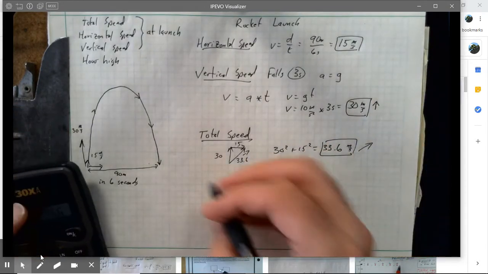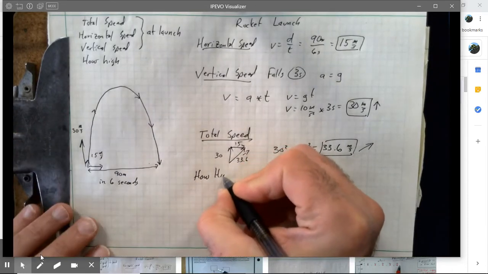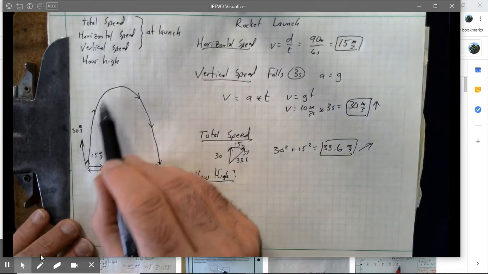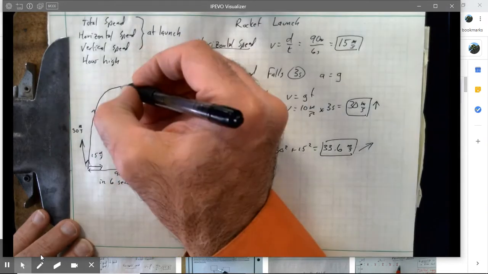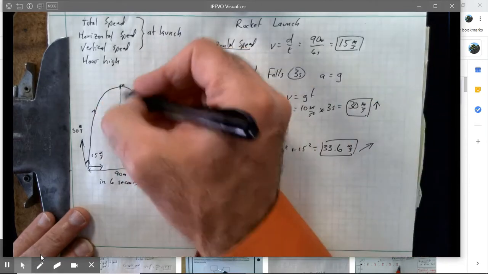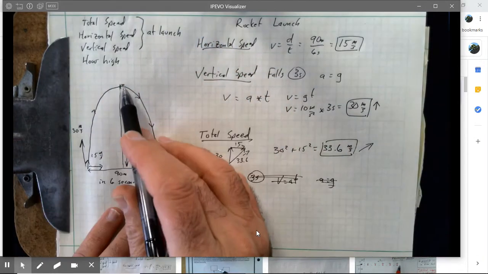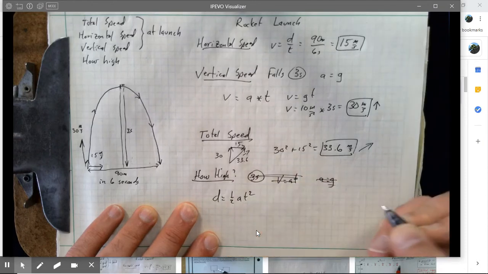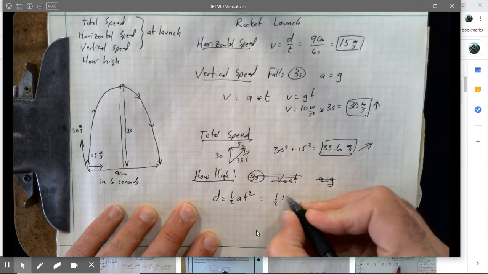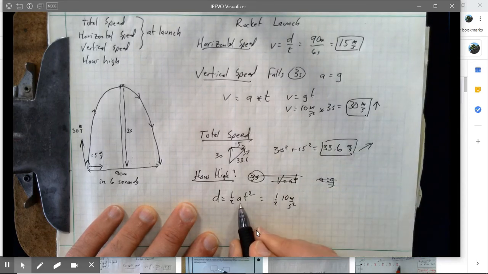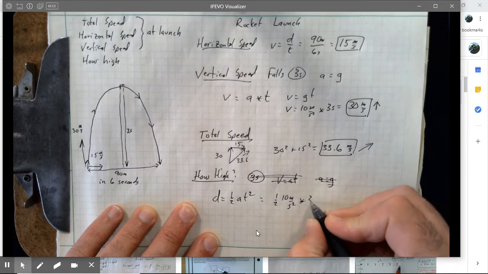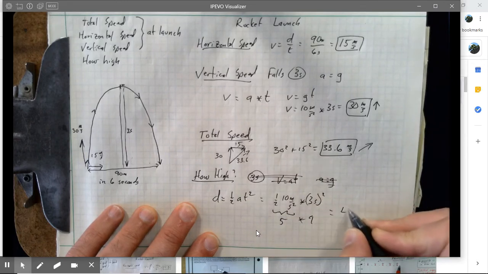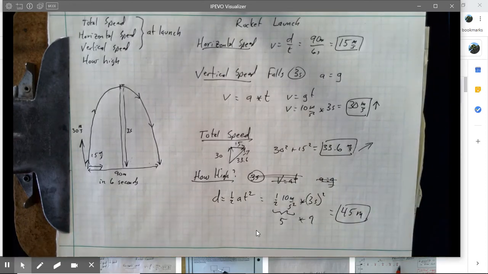All right, now for the height, how high? We're going to do the same trick that we did for the vertical speed because the ball went up for 3 seconds and came down for 3 seconds. So we can treat this as if it is a ball which has fallen for 3 seconds. We want to know how far the ball falls in 3 seconds. And for this, we're going to use d equals 1/2 at squared. In this case, it's going to be 1/2 times 10 meters per second squared, because the acceleration is the acceleration due to gravity, times 3 seconds, and that quantity is going to be squared. So this comes out to be 5 times 9 equals 45 meters. And that's the height, that's the how high.